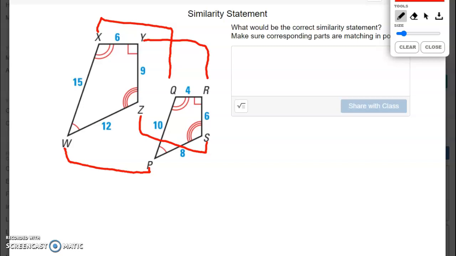So that means I just need to match up. W matches up with P, X matches up with Q. And remember, when you are naming a polygon, you need to go in one direction. You can't just mix around W, Y, X, Z. It has to go in one direction. So W, X, Y, where Y corresponds to R, and then Z corresponds to S. And we use that wiggly line to indicate that they are similar.